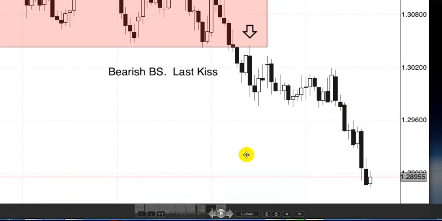So I just wanted to show you David's chart because I think it's going to be interesting to a lot of other naked traders out there.